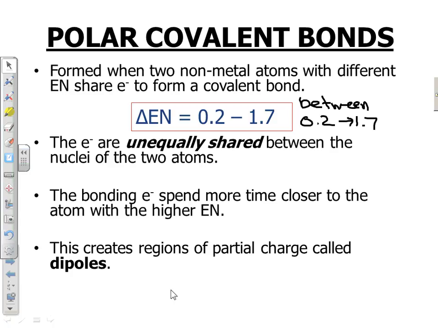Notice it said, if we have between 0.2 and 1.7, we say that it's unequally shared. What did that do? It shifted the electrons over. If we do that, we create regions of charge. That's those little deltas. One side is negative and one side is positive. And because we have one side being negative and one side being positive, we call it a dipole. And that's where all these big words come from. Okay? Let's do more examples.